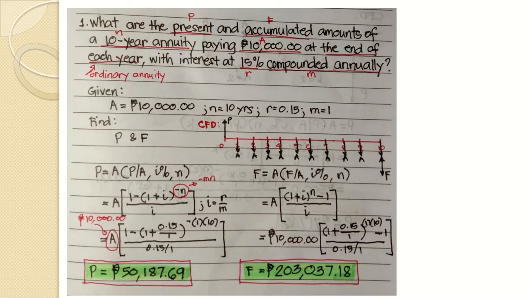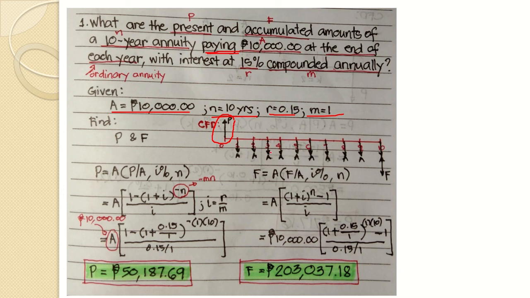Now these are the solutions. So again, based on what we have identified, our A is 10,000, N is 10 years, R is 0.15, that's 15%, compounding is annual. This is the equivalent cash flow diagram. For this case, wala man giingon nga utang ba siya or dili, but if we use this arrow down, paying man. So this means this is an utang.